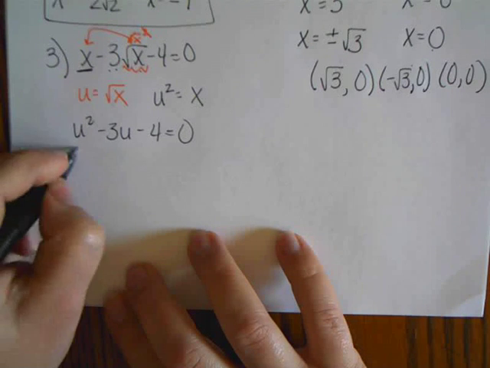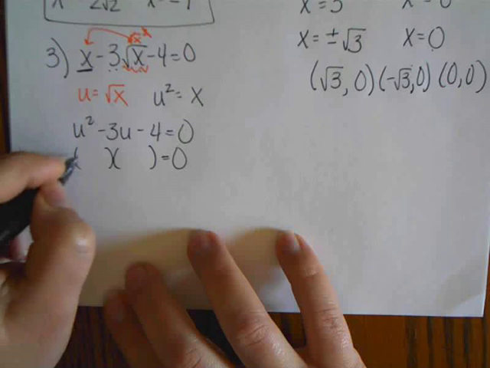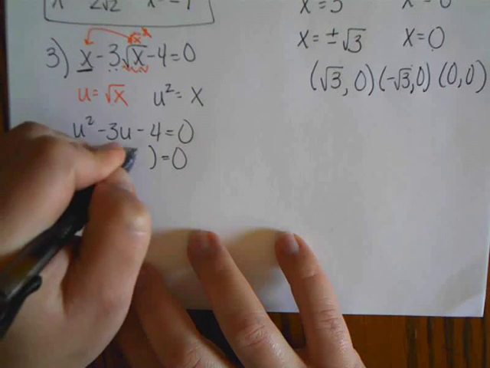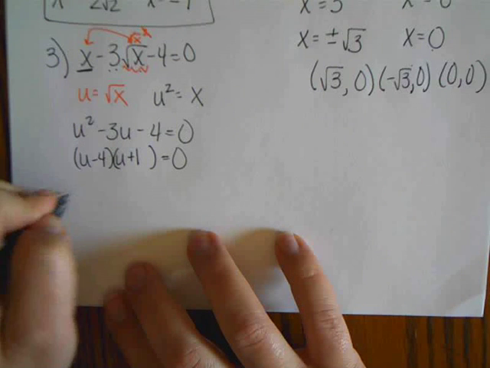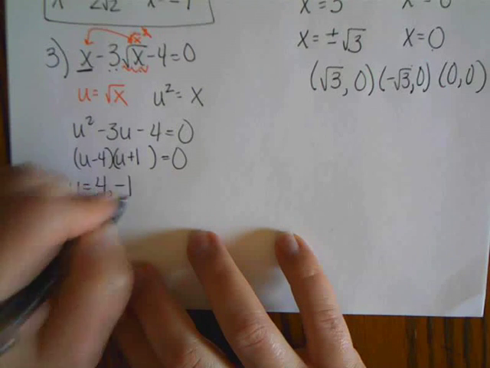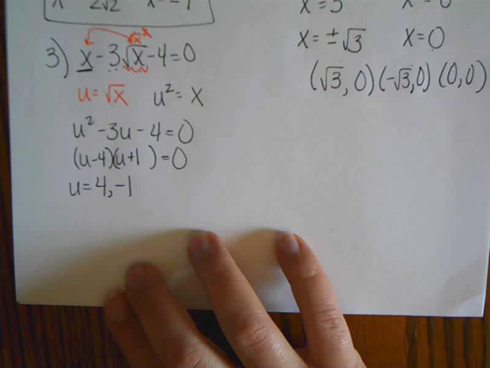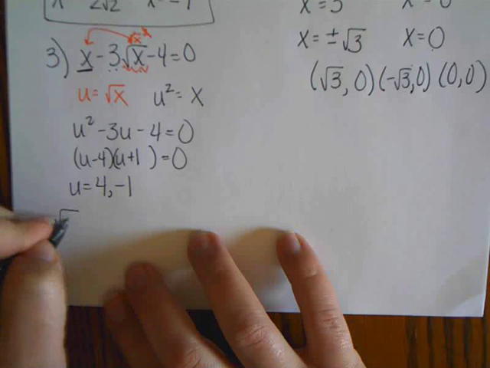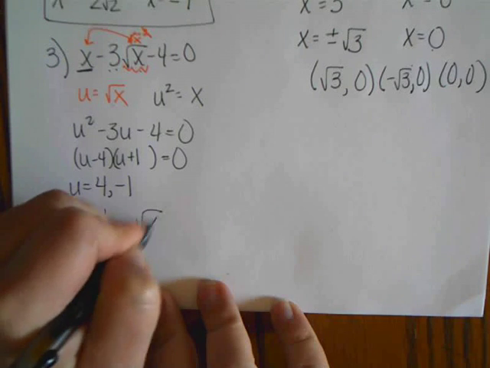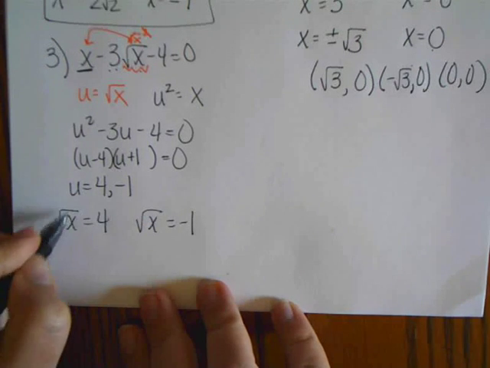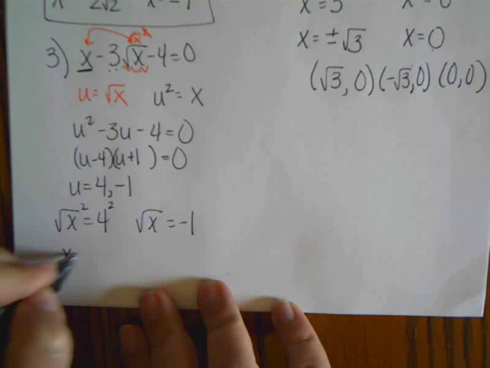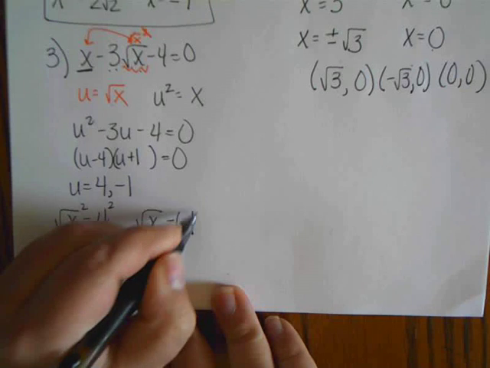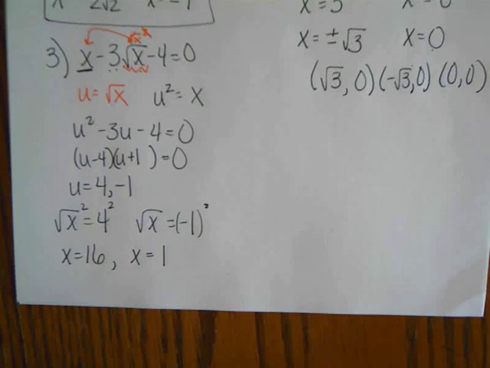Go ahead and factor. Please pause if you need to. You should be a master at factoring by now. U equals 4 and negative 1. But we don't want to know what u is, we want to know what x is. So u is the square root of x equals 4, and the square root of x equals negative 1. To undo the square root, we square both sides, 16, and x equals negative 1 squared is 1.